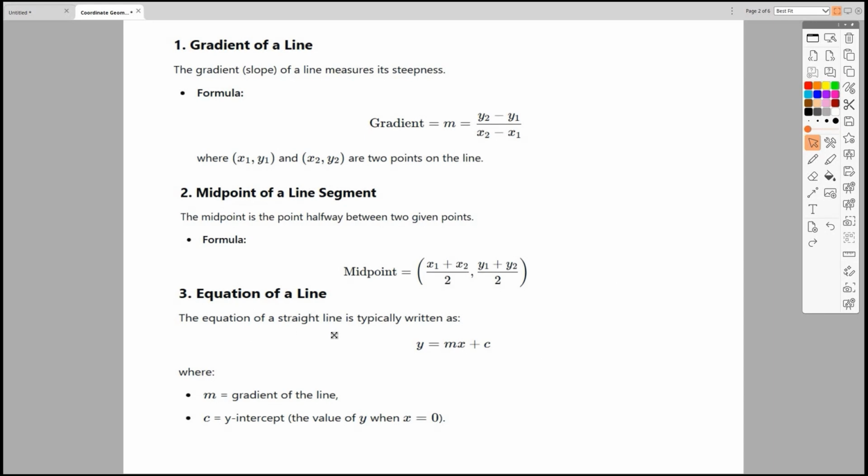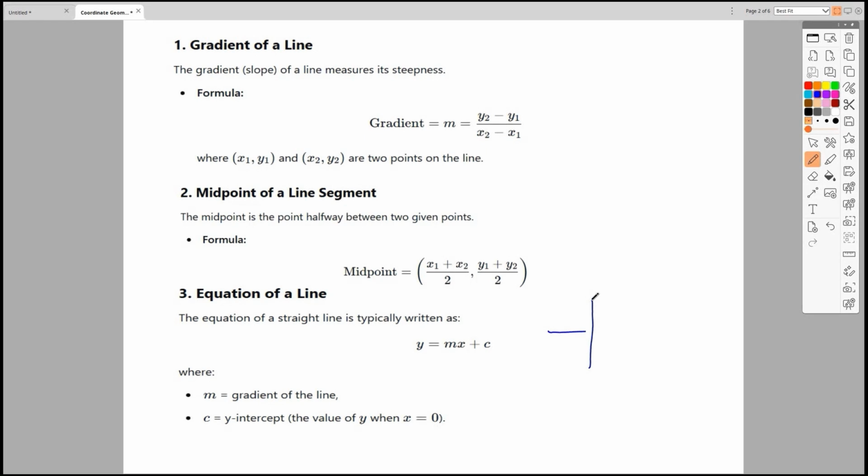And now we have the equation of a line. The equation of a straight line is typically written as y equals mx plus c. So let's explain these concepts. m is the gradient of the line, as we explained here, and c is the y-intercept. This is the value of y when x equals 0.